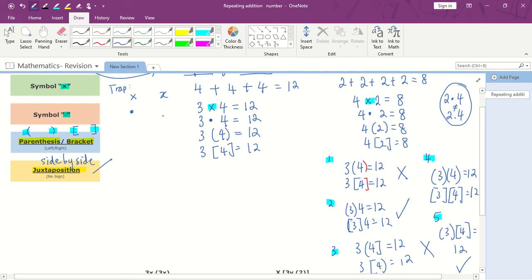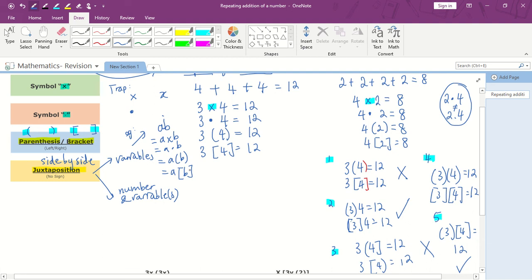Usually we can look at this in variables, and also between number and variable. For example, you can look at something called AB, and the possibilities of AB can be A times B, A dot B, A parenthesis B, A bracket B. Now remember, all of these are the same thing. It's still AB: A times B, A dot B, A parenthesis B, A bracket B.